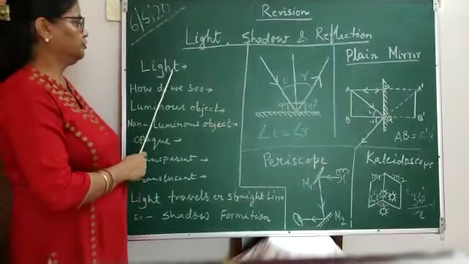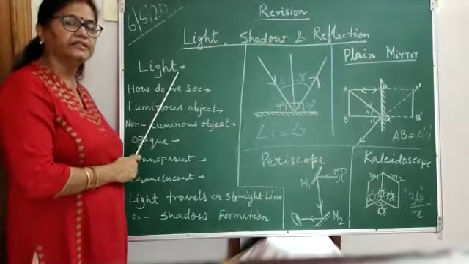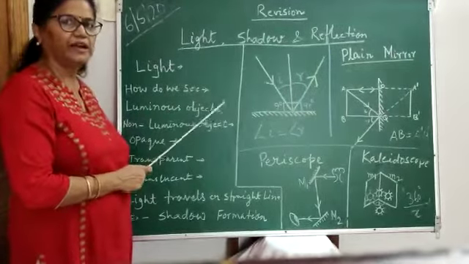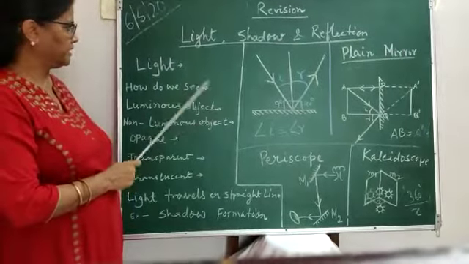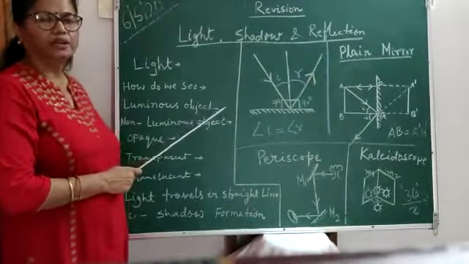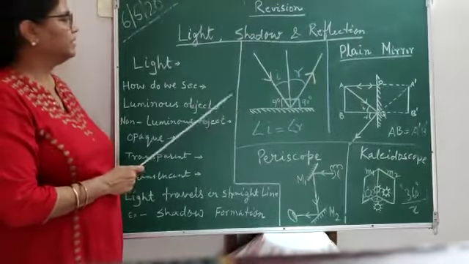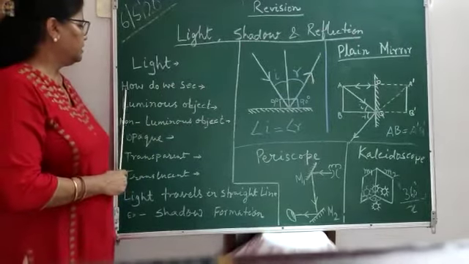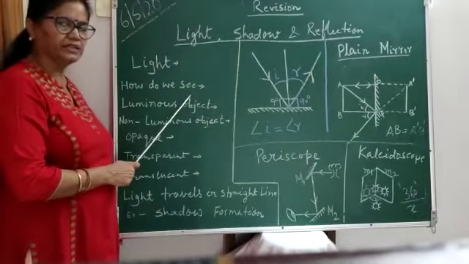Today I am going to revise the chapter Light, Shadow and Reflection. I had taught you what is light. Light is a form of energy that helps us to see any object. Because of light we can see any object. We can't see any object in the dark. Then how do we see objects?